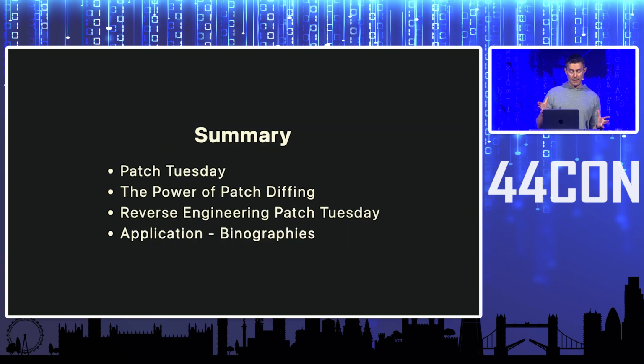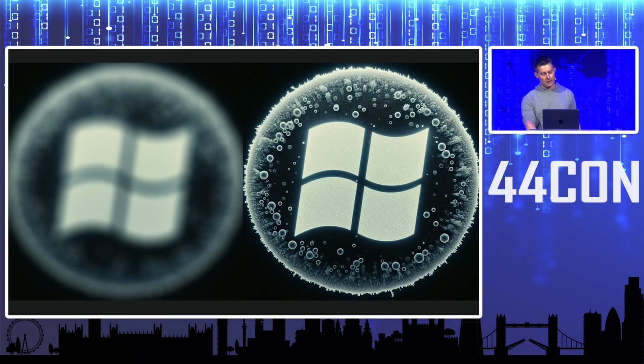The summary is, with the history of Patch Tuesday, you saw the power of patch diffing, how it scopes a problem and makes it simple to start your reverse engineering. Using publicly available sources, you can reverse engineer Patch Tuesday just by doing some correlation. And the application here is these binographies. And so that's how we go from this blurry picture of what Patch Tuesday might look like to a really clear picture going forward.